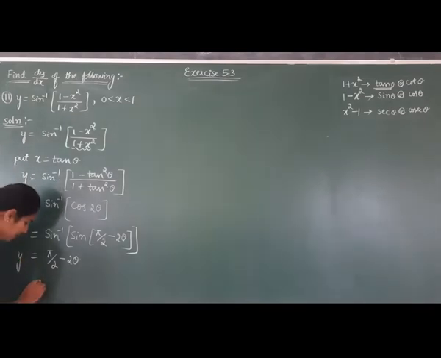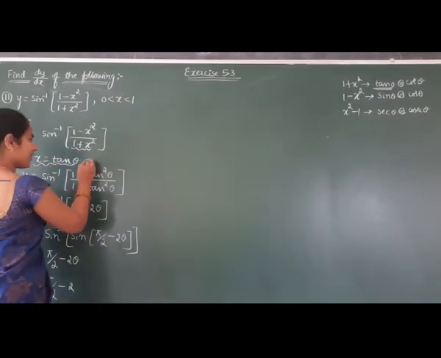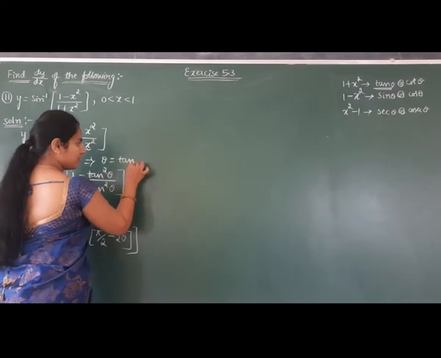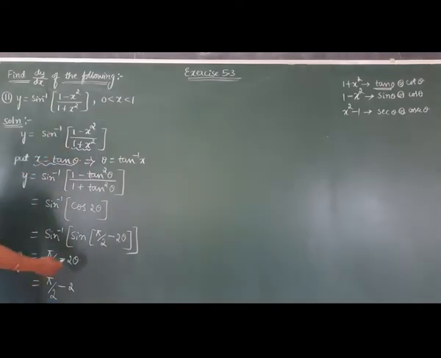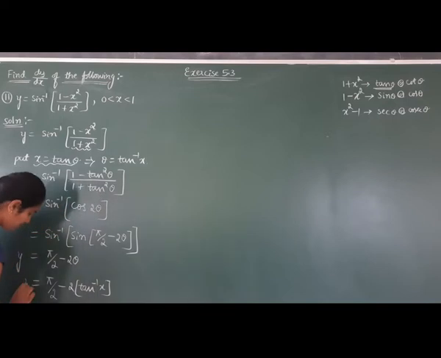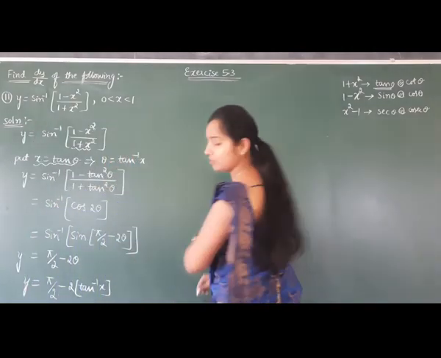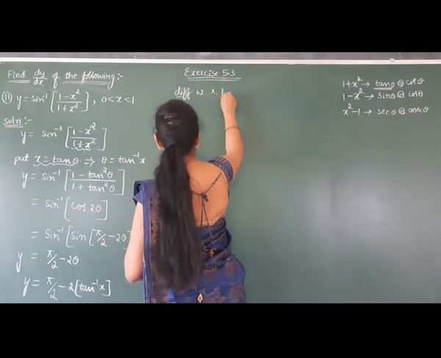So this is equal to pi by 2 minus 2 into, so observe here, I will take the substitution as x is equal to tan theta. This implies theta is equal to tan inverse x. So I will substitute tan inverse x in the place of theta. So then we have y is equal to pi by 2 minus 2 into tan inverse x. So now differentiate this function with respect to x.